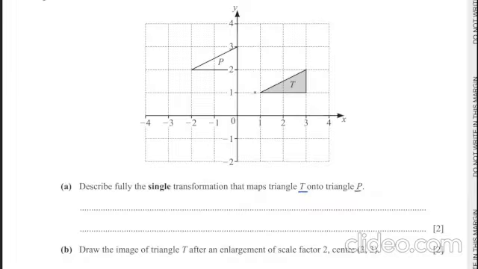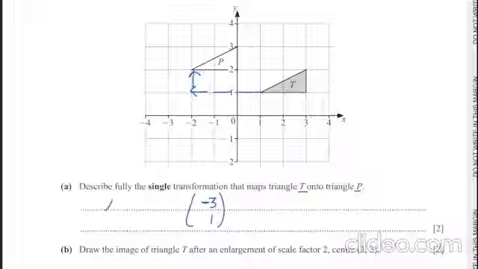Okay. Next, in the fifth question, we have to describe fully the single transformation that maps triangle T onto triangle P. So triangle T is the object. From the object, this is a simple translation because it's the same shape that got shifted. So 1, 2, 3 steps towards the left and 1 step above. So horizontal movement of 3 steps towards the left, so minus 3, and 1 step up is 1. So we will say this is a translation with the vector minus 3, 1.